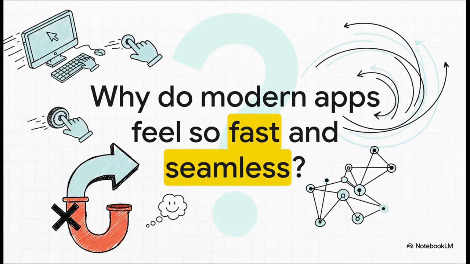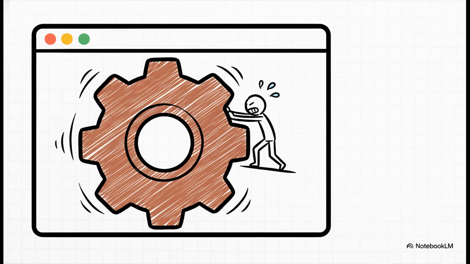So have you ever wondered why some apps let you type, click, and scroll, and everything just updates instantly without that annoying whole-page reload? Well, it all comes down to a really clever solution for one of the biggest bottlenecks on the web. To really get why React is so powerful, we first have to understand the problem it was designed to solve. And that problem is something called the DOM.